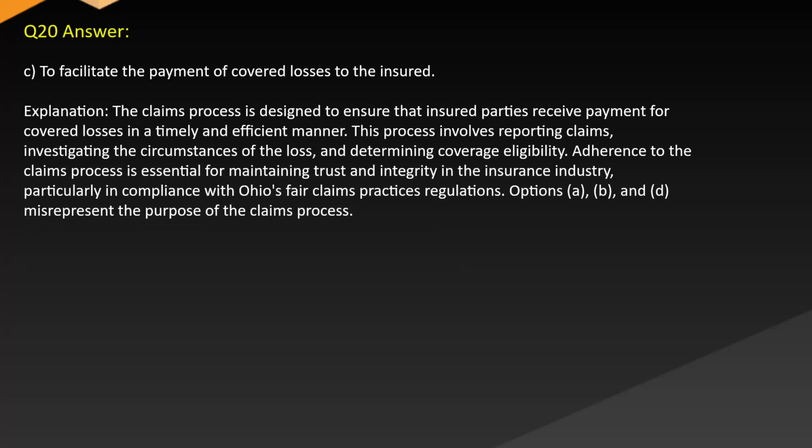Answer: C. To facilitate the payment of covered losses to the insured. Explanation: the claims process is designed to ensure that insured parties receive payment for covered losses in a timely and efficient manner. This process involves reporting claims, investigating the circumstances of the loss, and determining coverage eligibility. Adherence to the claims process is essential for maintaining trust and integrity in the insurance industry, particularly in compliance with Ohio's Fair Claims Practices regulations. Options A, B, and D misrepresent the purpose of the claims process.